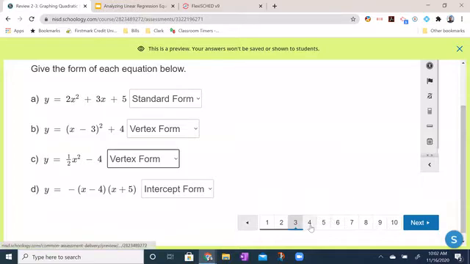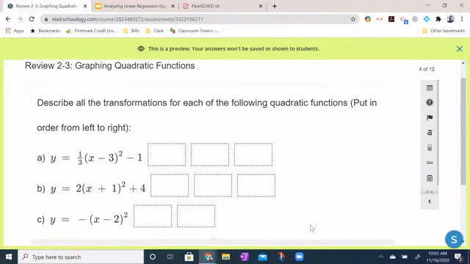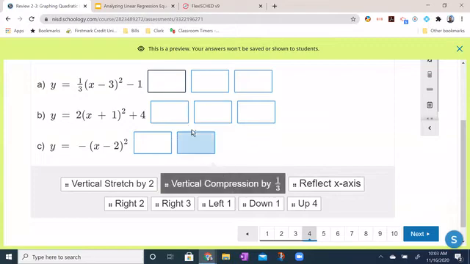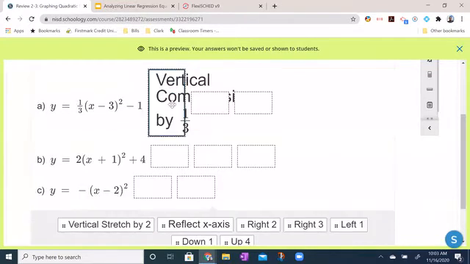Describe all transformations for each one. Generally work from left to right, but pay attention to detail, especially on how the question is formatted, so you can put the right answer into the correct box. Let's look at this one. Work left to right. Here in front, we have a 1/3. 1/3 is about 0.3, between 0 and 1. That's a vertical compression. So I'm going to find vertical compression by 1/3 and put it in that box.